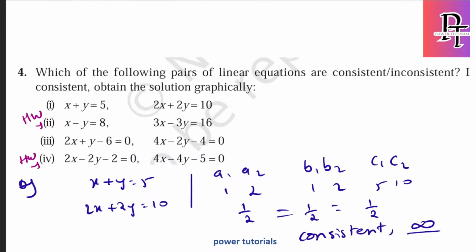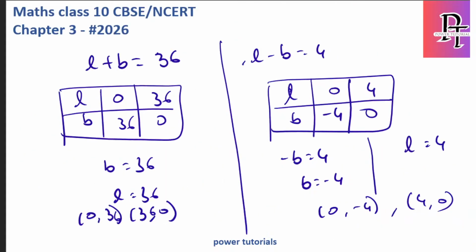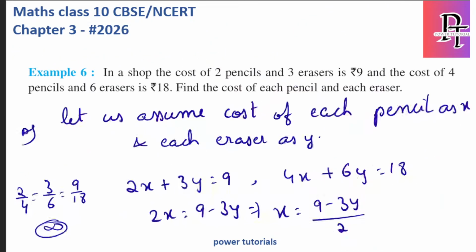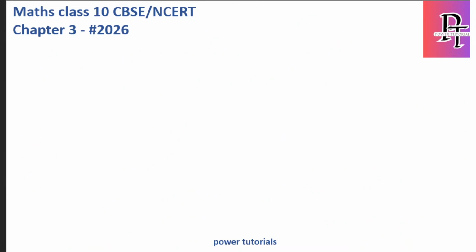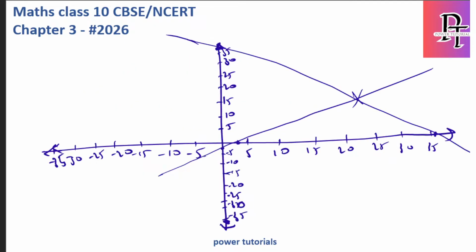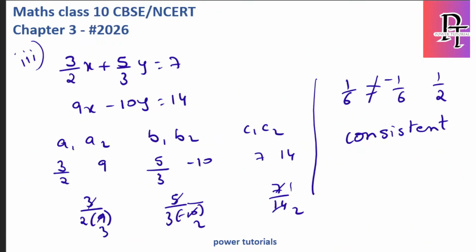We have two homework questions here. Which of the following linear equations are consistent or inconsistent? If consistent, find the solution graphically. Okay, let's solve. Graphically I need a graph sheet, but still I'll try to do it here on the paper.